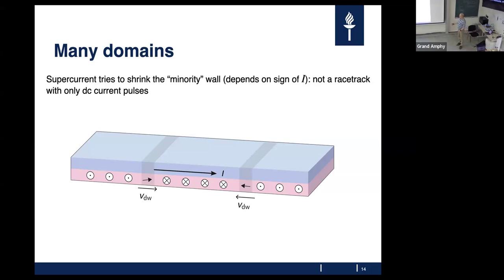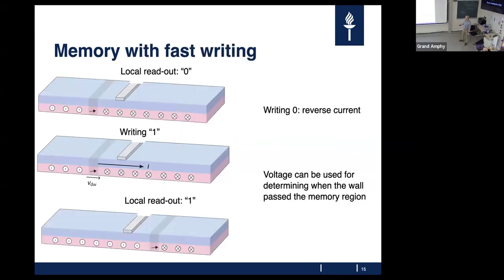Okay, which actually means that the current tries to enforce this spin in the entire system. So it doesn't quite work for racetrack. You would like to move all the domain walls in the same direction. However, it does work for memory, because let's assume that this section of the system, the wire, is your memory element, and here this spin would mean that you have a memory 0, and the other spin would be memory 1.